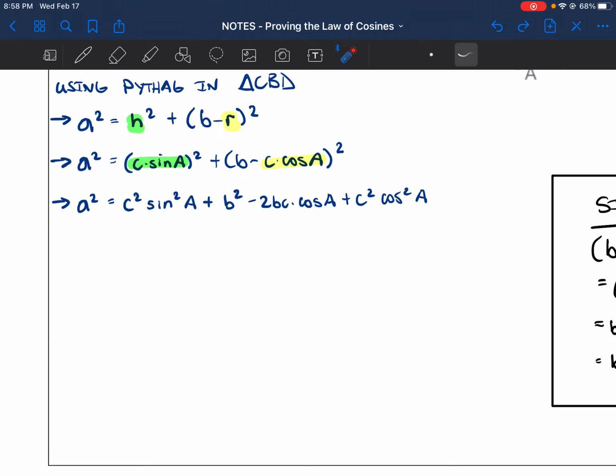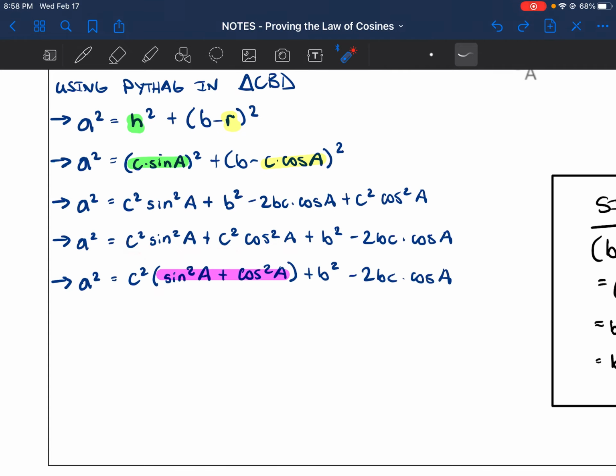Okay. Next thing we want to do is we want to go ahead and rearrange this equation so that we can go ahead and factor out a common piece. Notice that there's a C squared here and a C squared in this term. I'm going to collect it so that C squared sine squared of A and C squared cosine squared of A are right next to each other. And that's going to allow me to factor out the C squared. So A squared equals C squared, factored out the C squared. And when you factor it out, you get sine squared of A plus cosine squared of A, and then plus this little piece right here.